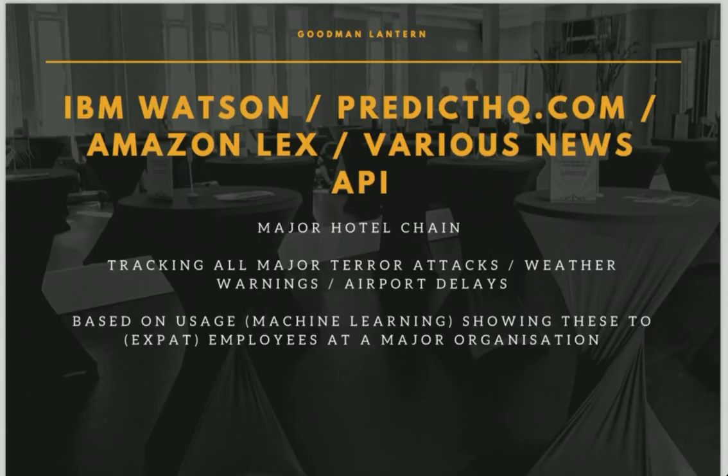An example for a major hotel chain was that they required to alert their staff as well as the guests of major terror threats, attacks, weather warnings, and airport delays. And we did this using machine learning, whereby they gave their expat employees as well as their customers information about the potential threat. This tool in effect used data from predicthq.com, which is an event API and gives you information about the latest events, and we used Amazon Lex as always and various news APIs to understand the sentiment within these news broadcasts using IBM Watson and put them all together into one application where we could send our customers an alert through their mobile applications as well as email about potential threats within their local area.